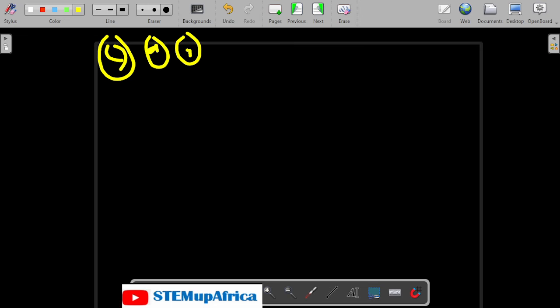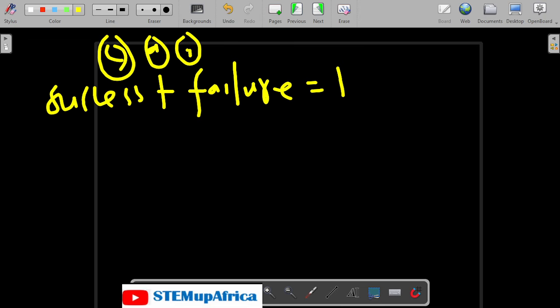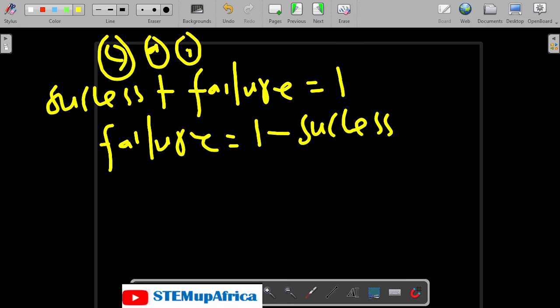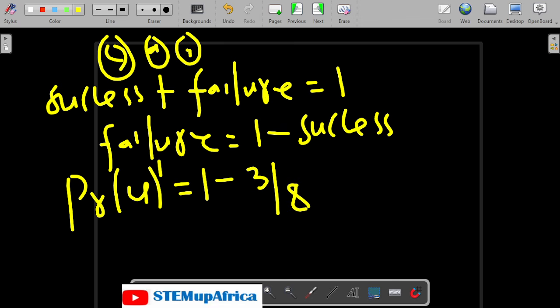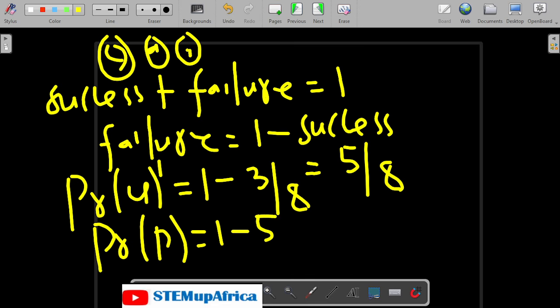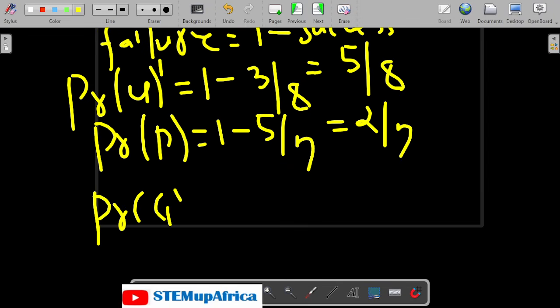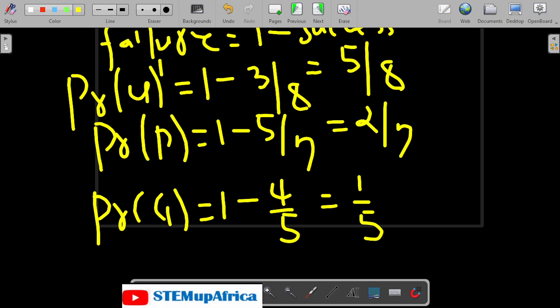Question 9a, Roman figure 1. We know that success plus failure is equal to 1, so failure is equal to 1 minus success. So the probability that Uche fails to get A1 is 1 minus the probability of succeeding, which is 5 over 8. The probability that Precious fails to get A1 is 1 minus 5 over 7, that will give us 2 over 7. Then the probability that Godwin fails to get an A1 is 1 minus 4 over 5, which gives us 1 over 5. So if only one gets A1, who got it? We don't know for sure. That's why we have to permutate it to know who gets A1.